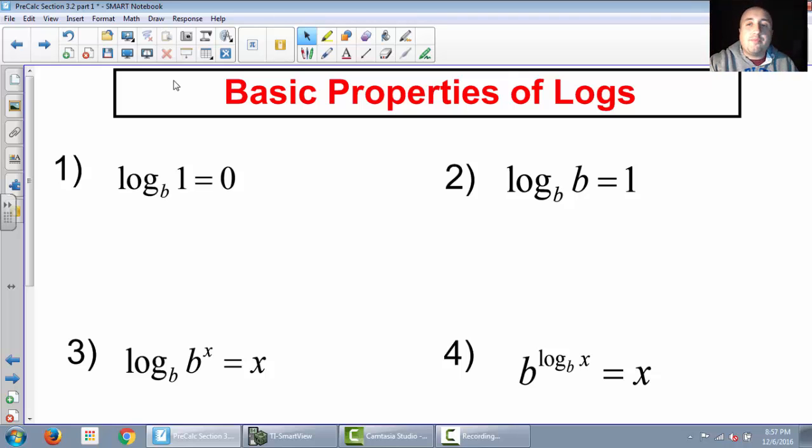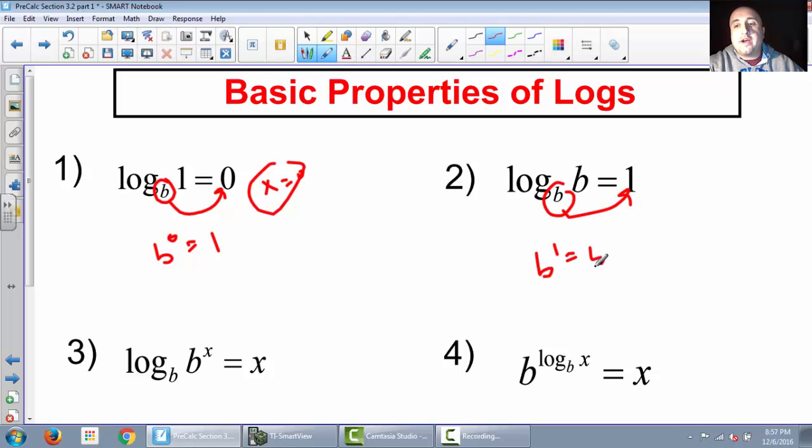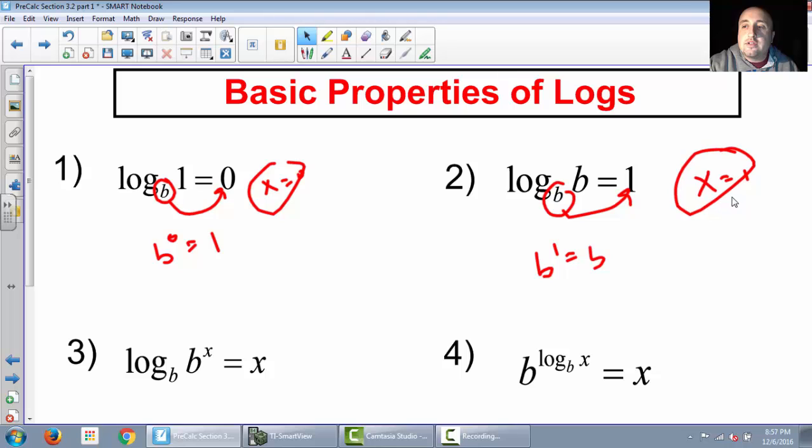All right, so there are some basic properties of logs. On this first one, just think about this. Anything raised to 0 is always going to be 1. So when the number right next to log is 1, you know your answer is always going to be x equals 0 every time. And when the base and the number next to it are the same, think about this, b raised to the first power is always going to be equal to b. So anytime the base and the number next to it are the exact same number, the answer is always going to be equal to 1. Man, this computer's not drawing very good today. I apologize for that. Okay, x equals 1.